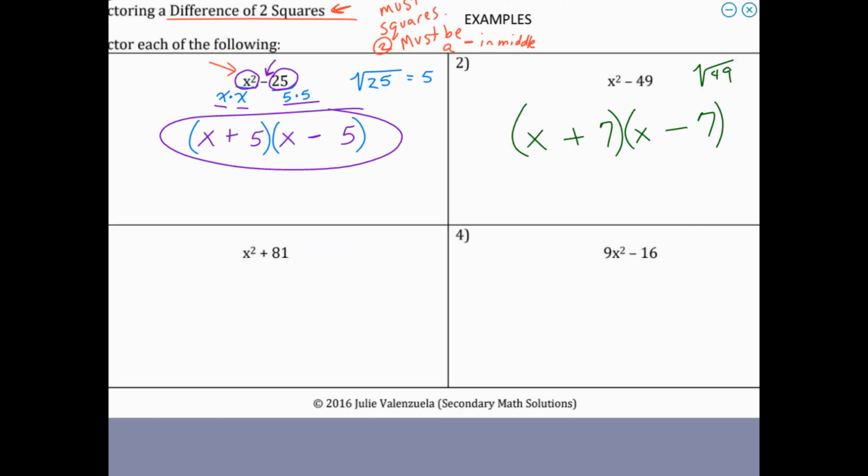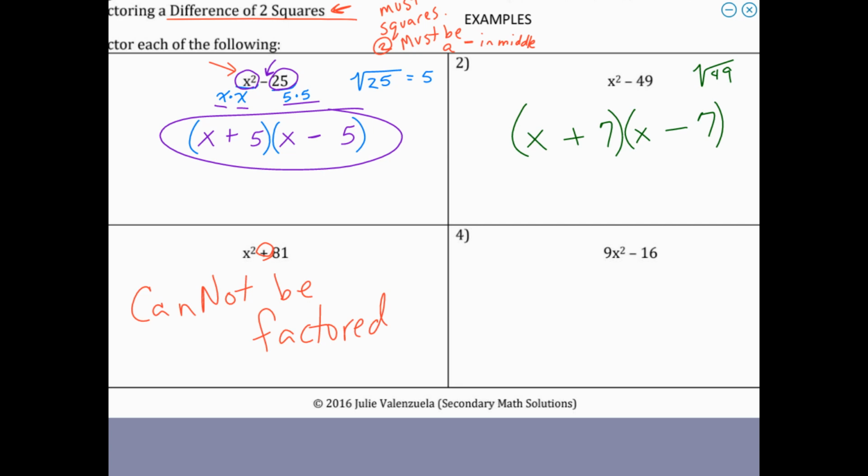What about example number 3? Are they both perfect squares? Is there a minus sign in between them? Wait, there's no minus sign. Doesn't there have to be a minus sign? There has to be a minus sign. So this one cannot be factored.